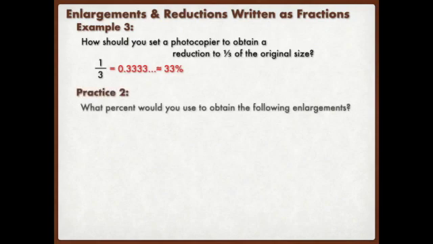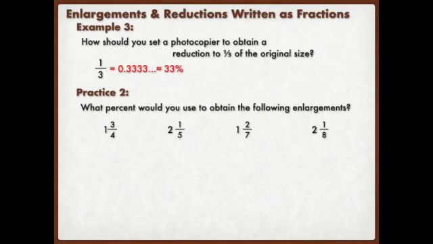Okay, here's another little practice that we can do. What percent would you use to obtain the following enlargements? So what I'd like you to do, with these four, I want you to go ahead and turn these fractions into decimals and then into percentages.